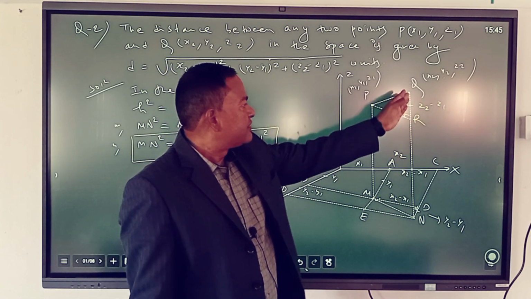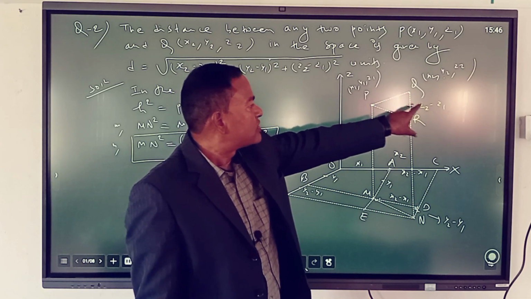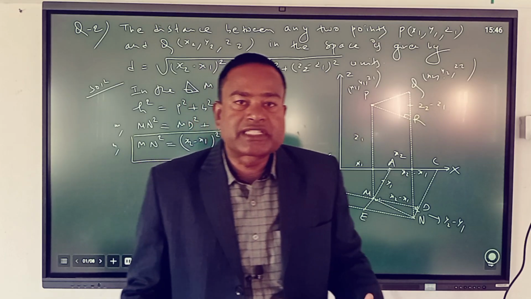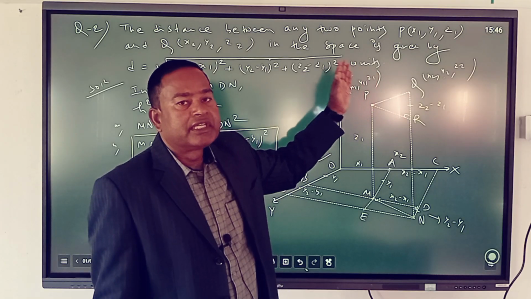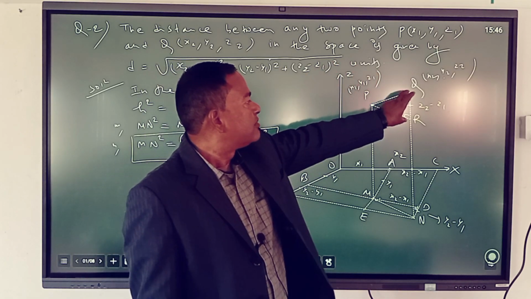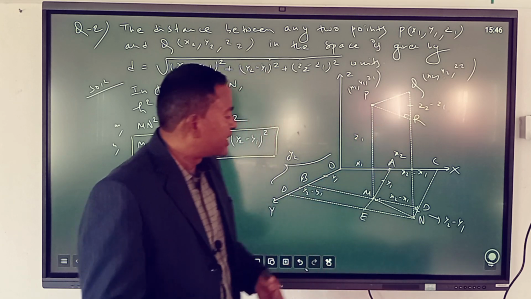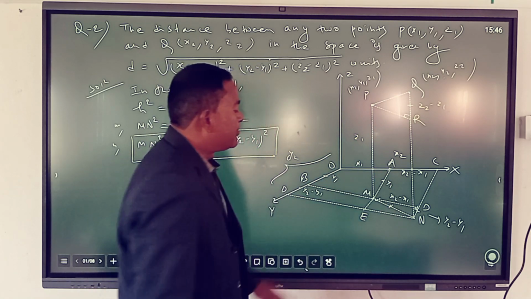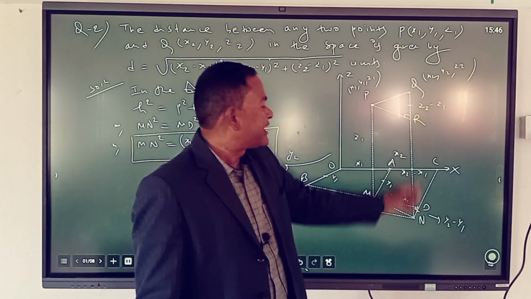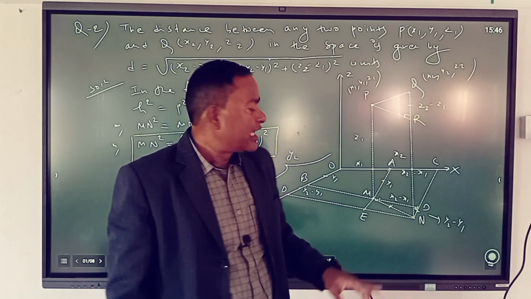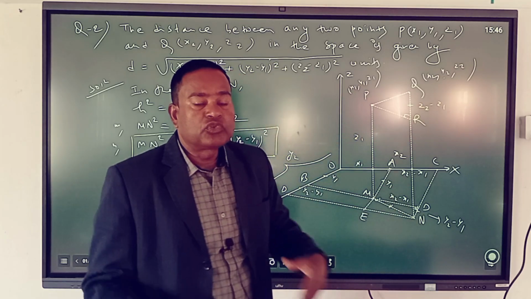So dear student, the difference between QN and RN, which is equal to QR, and the measure of QR will be Z2 minus Z1. That means the difference between the Z coordinate of the point Q and P gives us the measure of QR. So now let us take the right angle triangle PQR. Already we have found the measure of MN. MN and PR will be equal because a rectangle has been formed in the space, and we know that the opposite sides of a rectangle are equal. So MN and PR both will be equal.